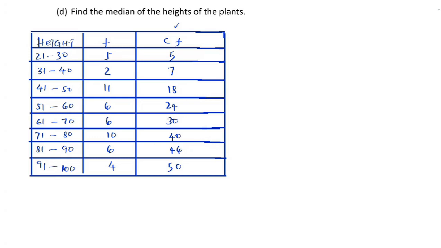Next we need to identify the middle class by taking the sum of frequencies divided by 2, which is n over 2 equals 50 over 2, of which after solving the values we have 25. From the cumulative column, 25 lies within 30 datum. Therefore, the middle class is 61 to 70.